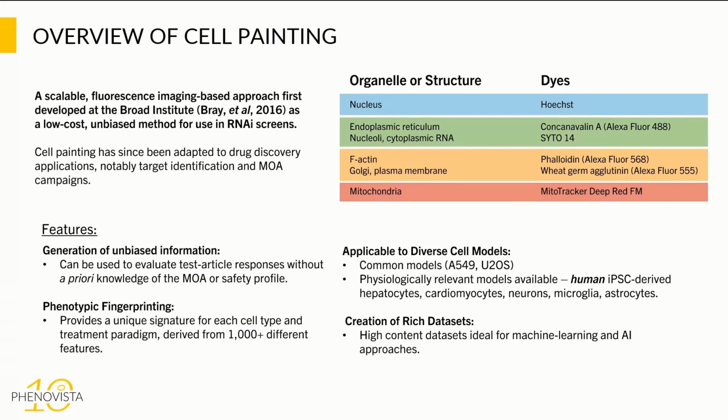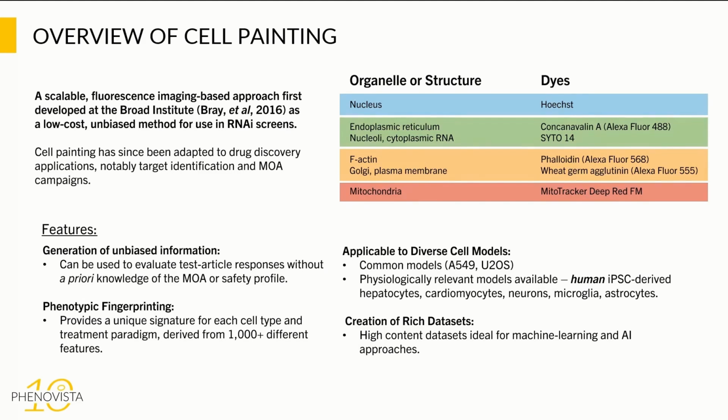But for those that aren't familiar with cell painting or have heard of it but want to know a little bit more, I'll do a quick overview. It was originally designed as an unbiased method that was used in RNAi screens at the Broad Institute, and it's a scalable fluorescent and imaging-based approach that has now been adapted to drug discovery. Some of the most common use cases are determining the mechanism of action of a compound that might work but they don't know how it works, or target identification, identifying new targets that can be used in drug discovery. So the idea is you get a whole cell readout in response to a certain treatment paradigm.